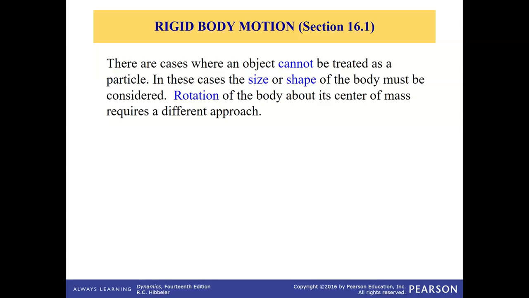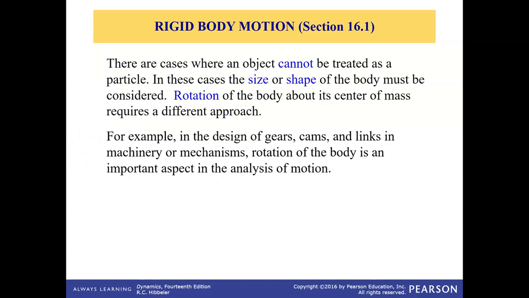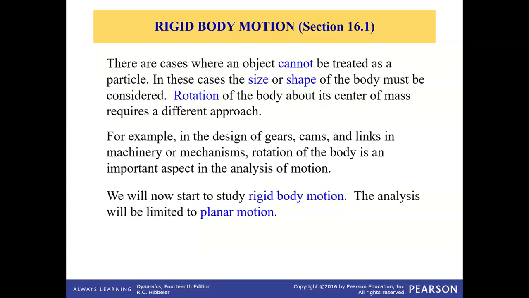There are cases where an object cannot be considered as a particle. That means we need to consider the shape and size of the body, and also the rotation about the body's mass center requires a different approach. For example, for the design of cams, gears, and links in machinery, rotation of the body is an important aspect in the analysis of motion. We will now start to study rigid body motion, and our motion will be limited to planar motion only. That means the rigid body rotates in 2 dimensions only. There is no 3 dimensional rotation or translation.